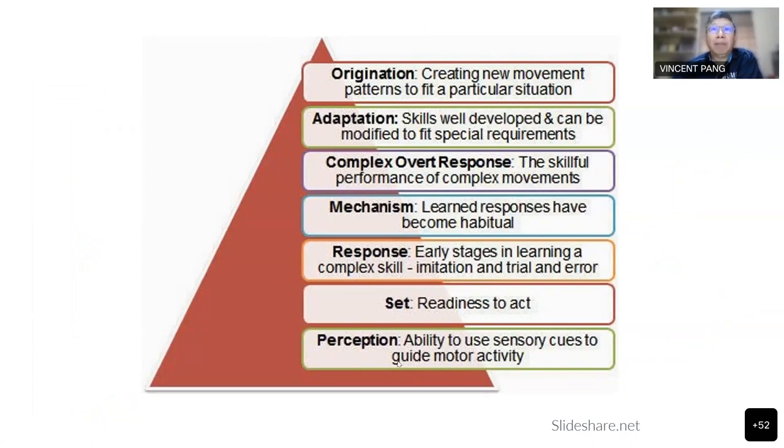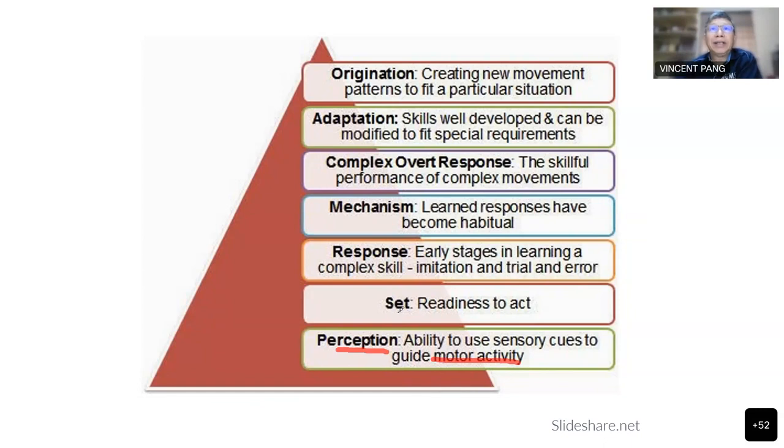The lowest level is called perception. Perception means the ability to use sensory cues to guide motor activities. Using one of our senses to guide motor activity. Example, hearing something, then we do the next thing. Example, in athletics, hearing the gunshot or looking at the smoke, we start running. This is perception, able to use one of our senses to start a motor activity.